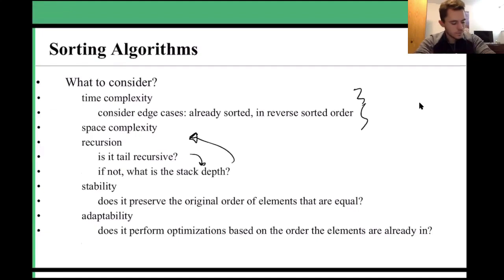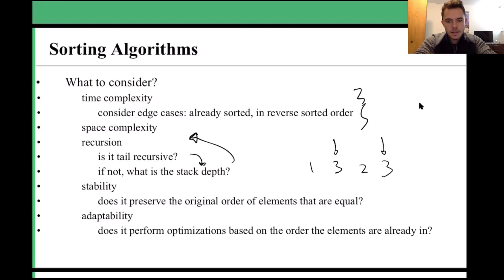Stability: does it preserve the original order of elements? If we had an array with, say, two 3s somewhere in here, when we sort this, is this first 3 still going to be in front of the second 3, or could those potentially be swapped? That's what stability means.